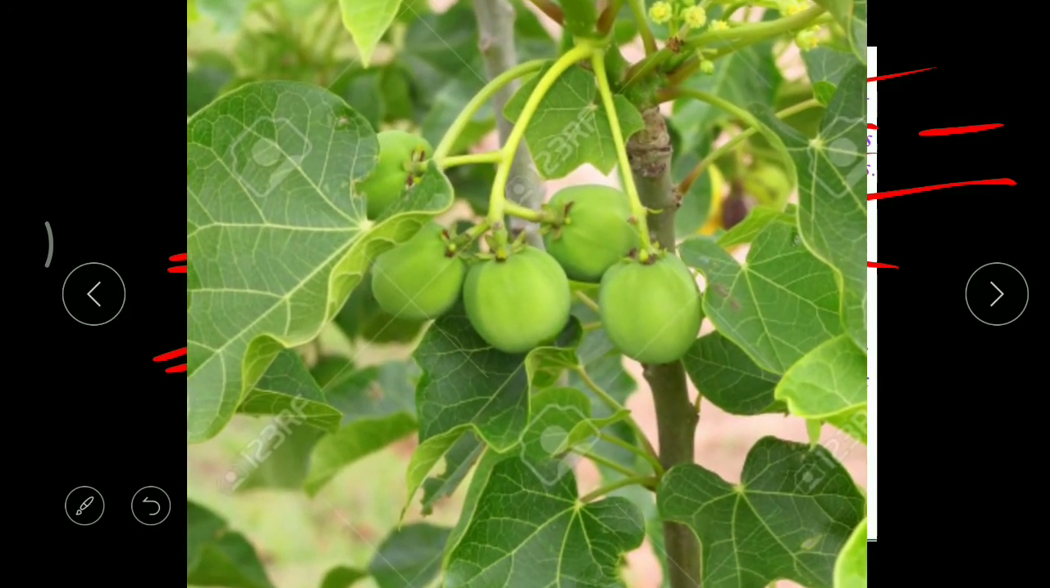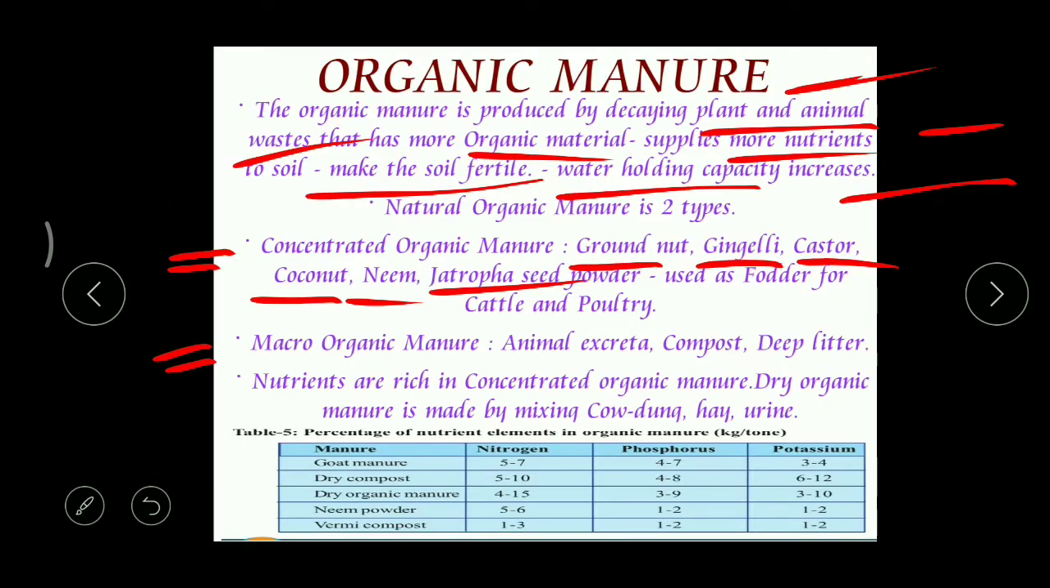Yeah, jatoba seed, right? From all these plants, we can collect the seeds, and from these seeds we need to prepare a powder, right? And this powder can be used as a manure. Got it? And even this can be used as a fodder. Fodder means a food for the cattle and also poultry. Poultry means chicks and hens.